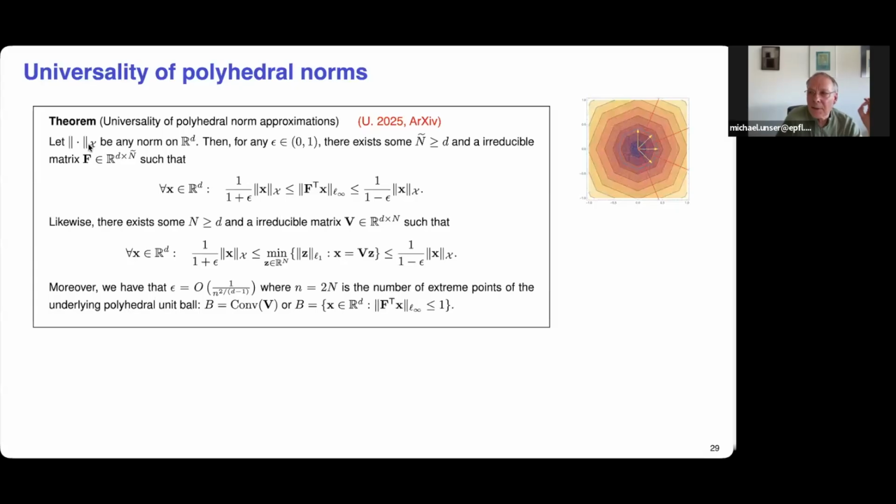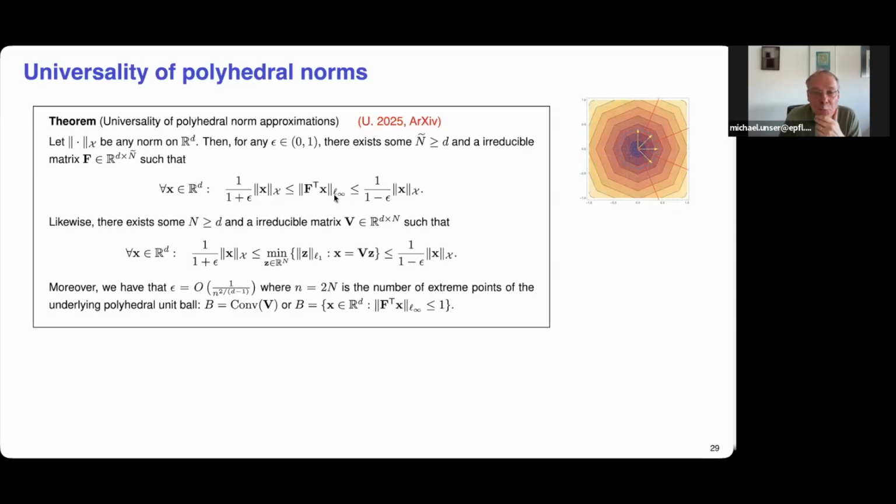Okay, so I can start from any norm. That's the norm I would like to learn. Then for any norm, I can have a certain epsilon that tells me how close I want to be. Then there exists a number of supporting hyperplanes or vertices such that this norm I can approximate arbitrarily well by this L infinity norm, with a certain regularization operator.